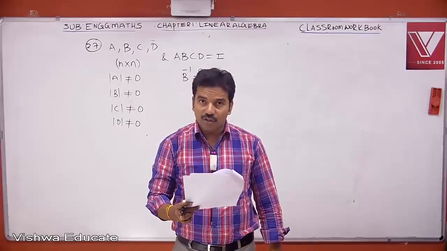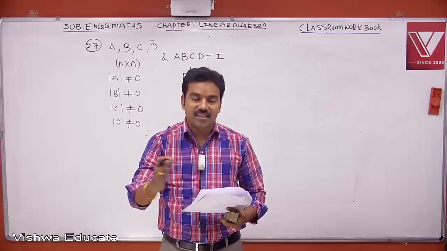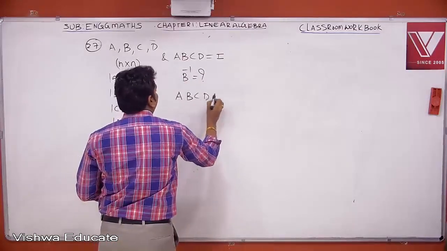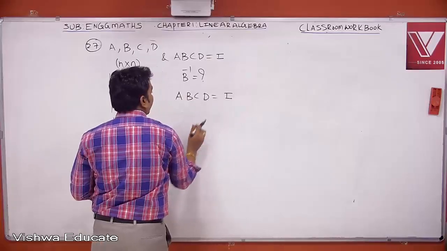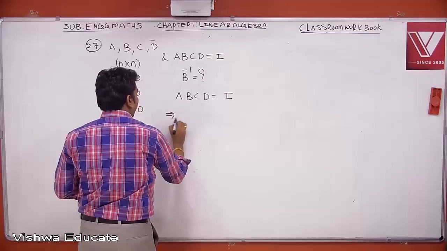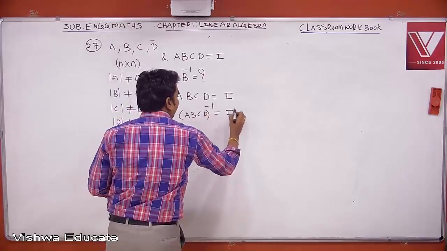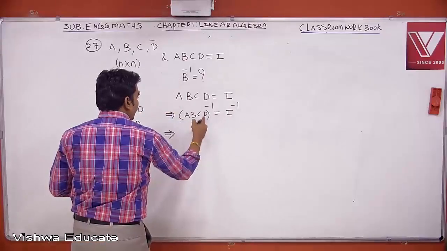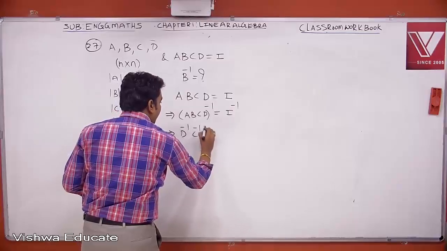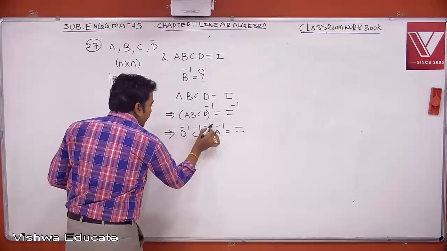Now let us try to find the inverse of B by multiplying with some matrices either on the left side or on the right side. So here A into B into C into D equal to I, and I need to find B inverse. So let us find the inverse of this matrix at first. Apply inverse on both sides. So A into B into C into D whole inverse is I inverse. According to the properties of inverses, this becomes reverse order: D inverse, C inverse, B inverse, A inverse. I inverse is I.